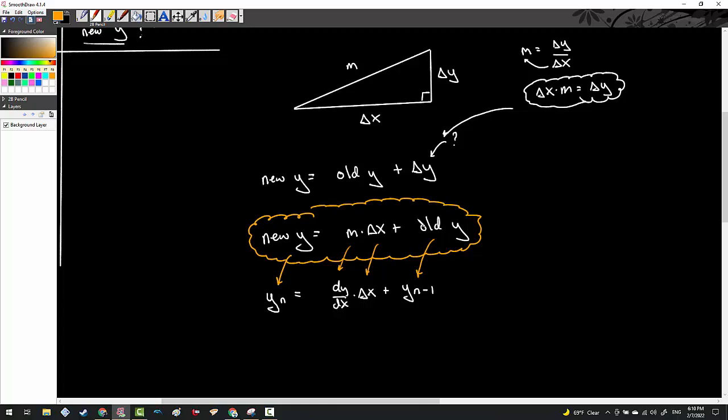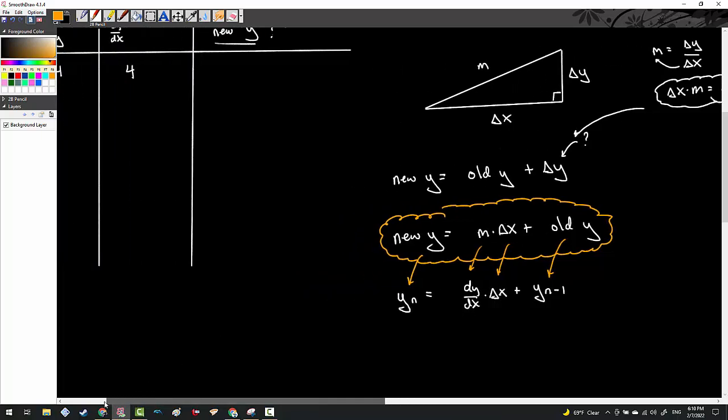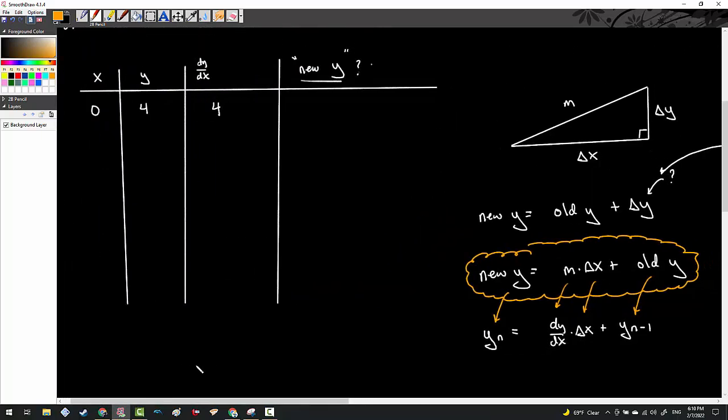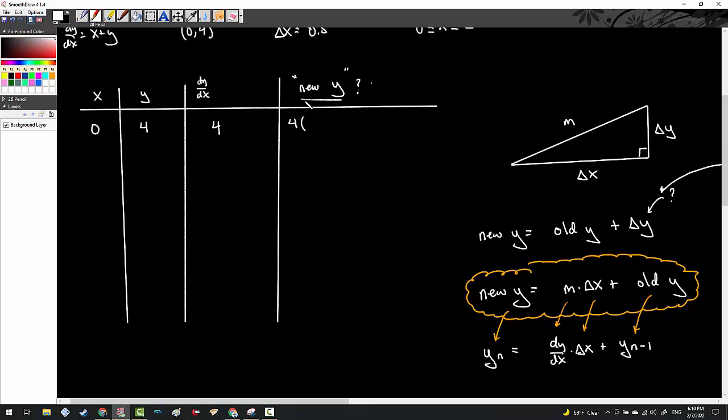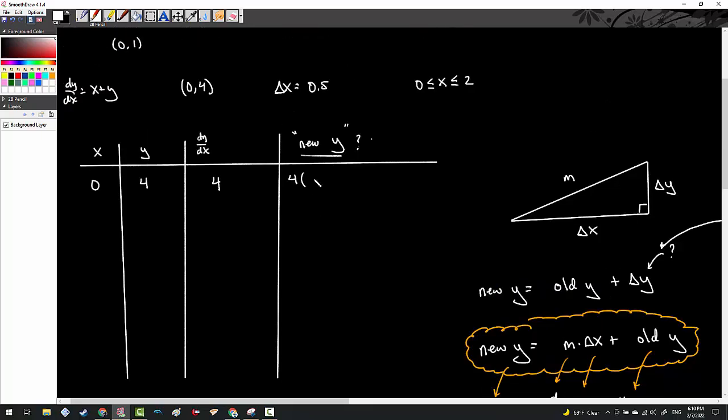And so what we're going to do is follow this formula to go ahead and find out what new y is. Remember, new y is equal to m. So what's my slope here? My slope is 4, times delta x. Well, delta x was 0.5, right? 0.5 plus old y. Well, old y is the original y, so that's going to be 4.